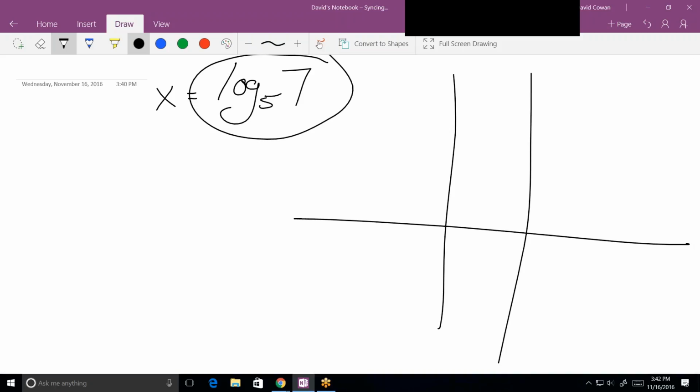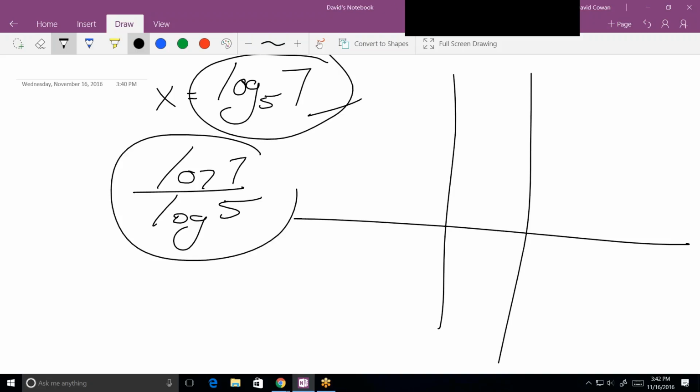Always remember that when you're looking at a log expression without variables, if it's all numbers, then it's just a number. I can get that from my calculator. It's the log of 7 divided by the log of 5 using the change of base. But that's just a number, which means it's a vertical line. If x equals a number, it's a vertical line.